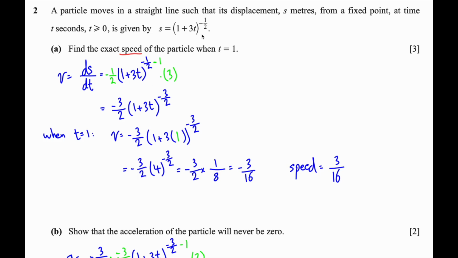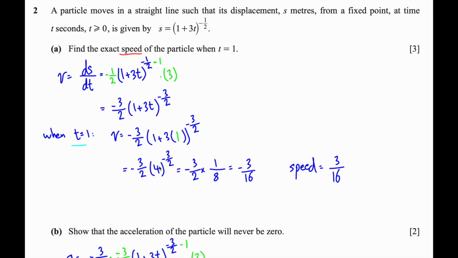Since this is a composite function, I have to use chain rule. That means I'm gonna take the derivative of outside, -half comes in front, and then multiply it by the derivative of inside. So derivative of inside is basically the coefficient of t, which is 3, goes there. And don't forget, you need to subtract 1 from the old power to get the new power. And then you tidy up. This is the function. Now all I have to do is to substitute the t with 1 in order to find the exact speed when t equals 1.